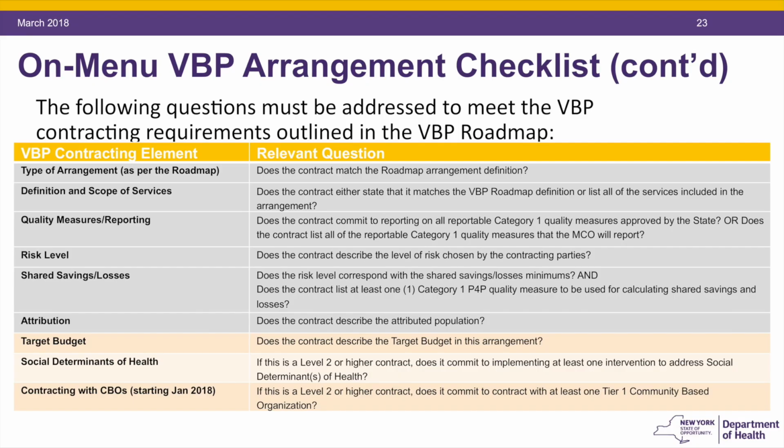Target budget, we talked about that. Social determinants of health: all contracts that are level 2 or higher have to show a commitment to implementing at least one social determinant of health, and they also have to have a contract with at least one Tier 1 CBO. There is some dispensation given to the rural areas where there are not really CBOs available, and those waivers are submitted and approved by the Bureau of CBO that we have recently developed, and Martina will tell you about that a little bit later. Next slide, please.